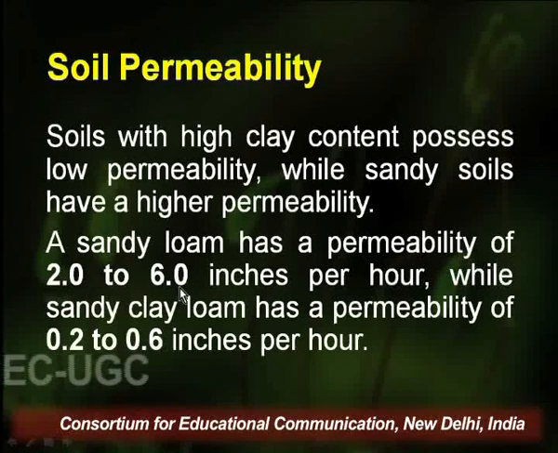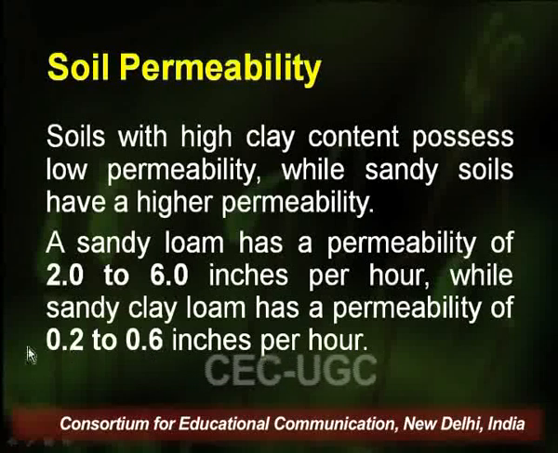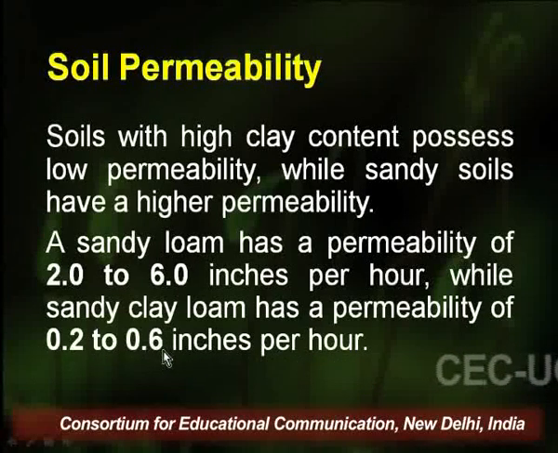The permeability differs for various layers of the soil horizon. The property depends upon the pores between the soil particles. Now, soil with high clay content possesses low permeability, while sandy soils have high permeability. So, a sandy loam, you can see here in the slide, has a permeability of 2 to 6 inches per hour, while sandy clay loam has a permeability of 0.2 to 0.6 inches per hour. So, it depends upon the type of soil.